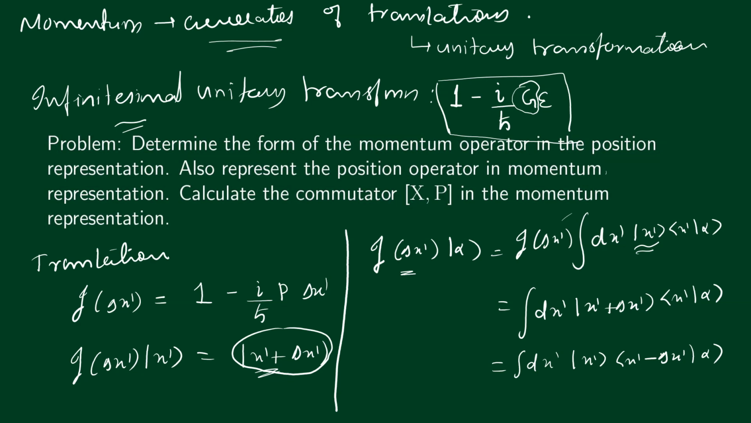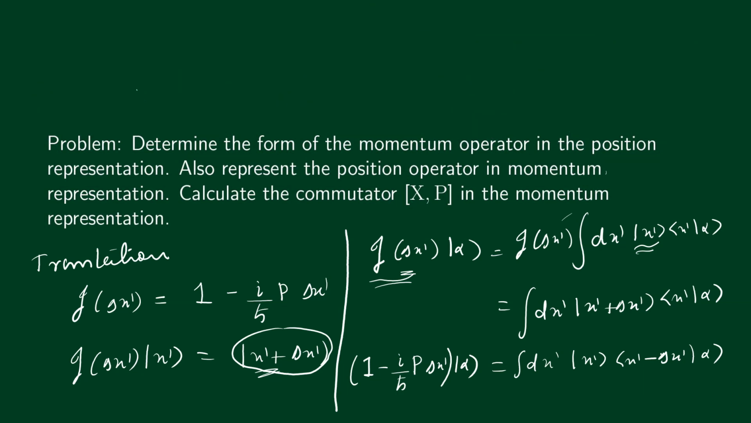Now what is the form of J of delta x prime here? We already guessed this is the identity operator minus i by h bar, the generator of translations, which we defined as the momentum operator, times delta x prime, acting on ket alpha. So this is what we have on the left side, and this is what we have got on the right side. Let me find some space here.